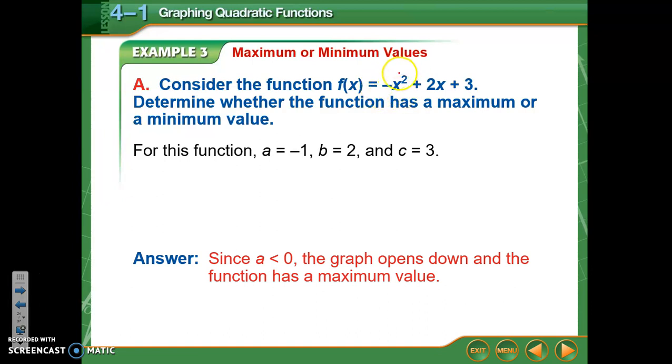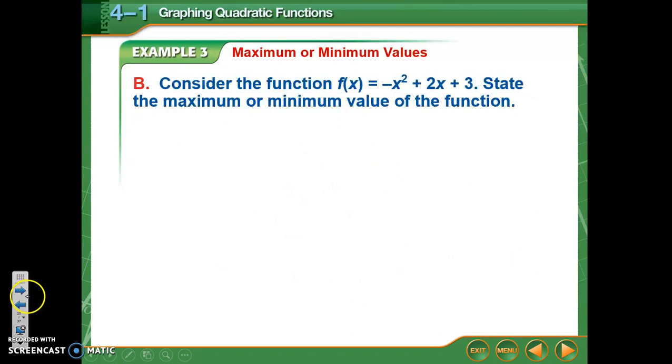In this case, a is negative 1. Since a is less than 0, since a is negative, my graph opens down. And if my parabola opens down, then my vertex is the highest point, meaning that it has a maximum. It has a maximum value. Now what they want us to do in this next part is to figure out what the maximum value is. To do that, we need to find the vertex. Okay? We need to find the vertex to find the maximum value.